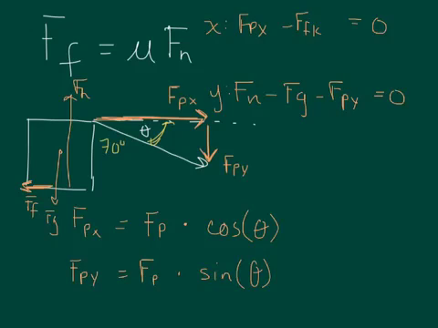And that's what I wanted to indicate. That even though FP is one pull, part of it could be positive, part of it could be negative. So this negative FPY, because it's being pulled down, appears in my y direction. And then at that point, you would plug in what you know. FPX, you know, it's FP cos theta.